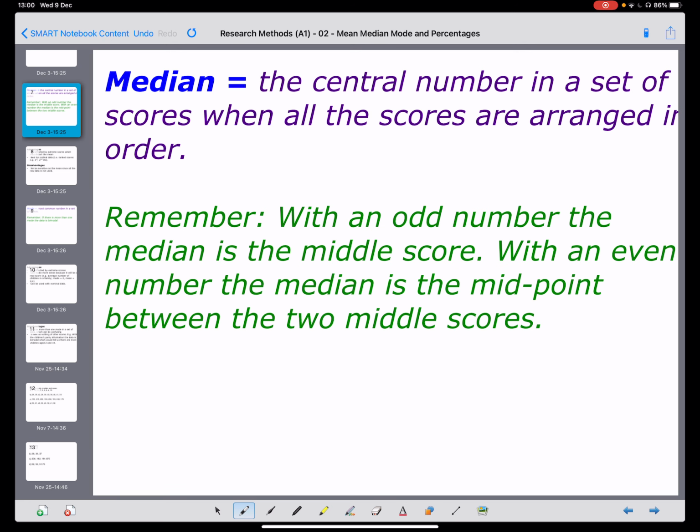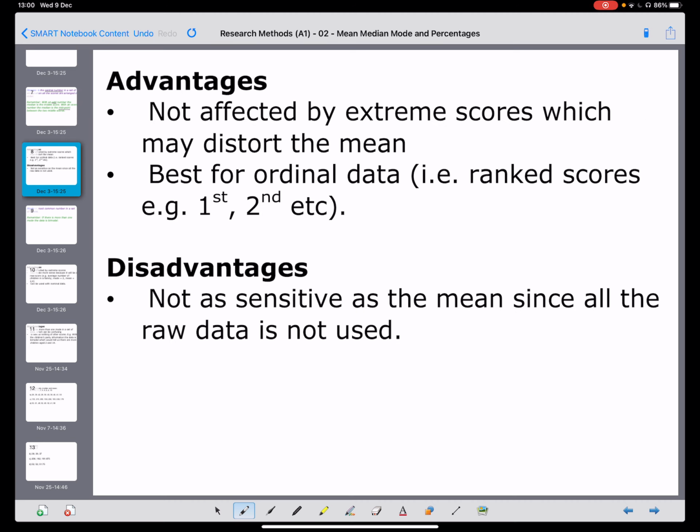The second one is the median. This is literally the central number in a set of data. My reminder there is that you've got to put them into order. You can't find a middle number unless they're in order. If it's an odd number, it's very simple: there is actually a middle number. But if it's an even number, it has to be the midpoint, so we take the two middle numbers and we average them out.